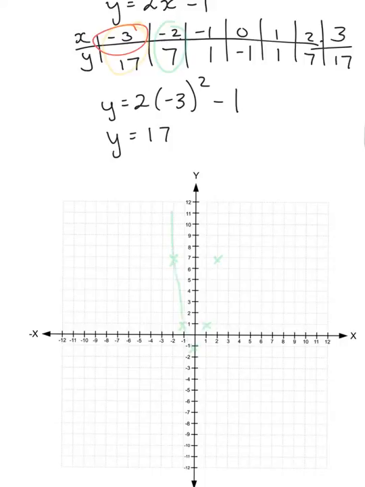I connect these points with a curved line, arrows on the end, and label my graph. Y equals 2x squared minus 1.